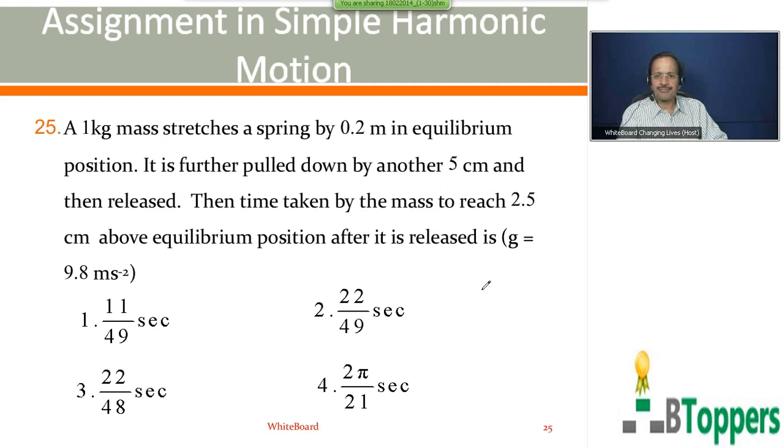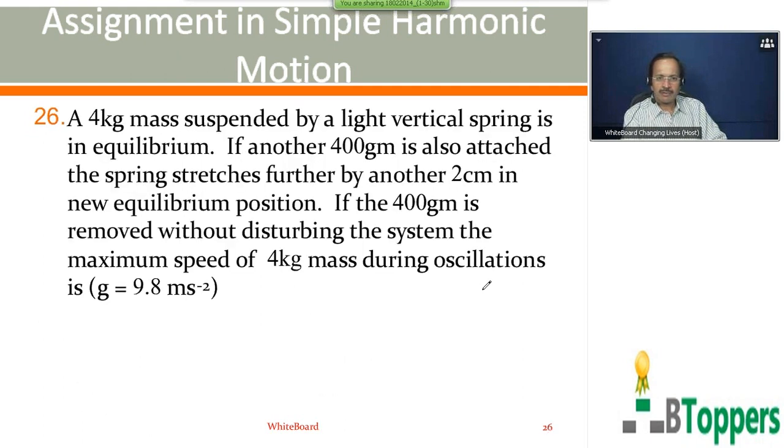I am going to show the next question on screen. Look at the question number 26 on the screen. I am going to read out this question number 26 now. A 4 kg mass suspended by a light vertical spring is in equilibrium. If another 400 gram mass is also attached, the spring stretches further by another 2 centimeters in the new equilibrium position.